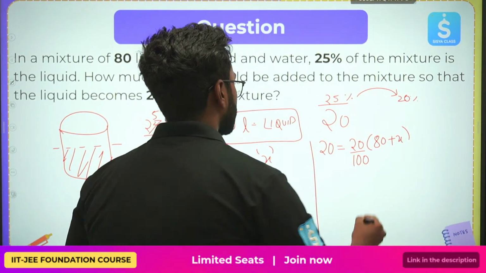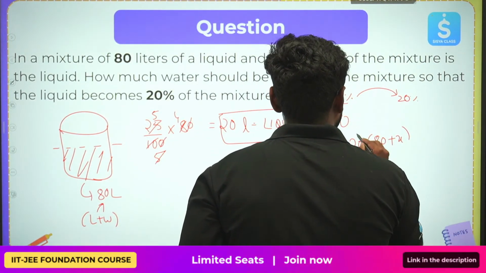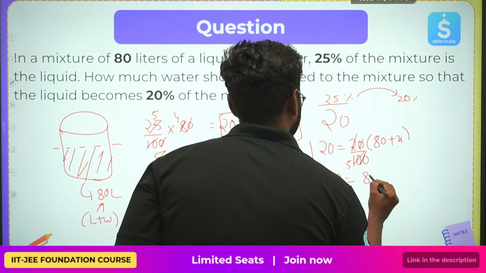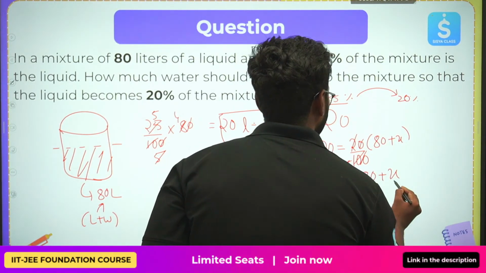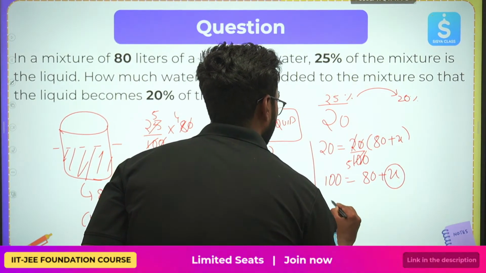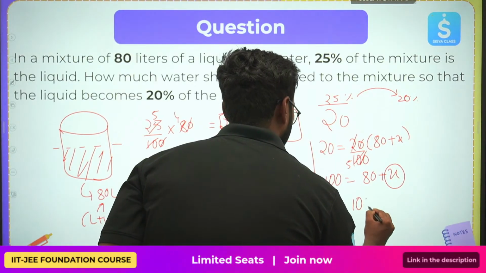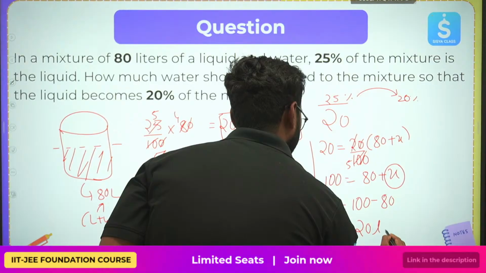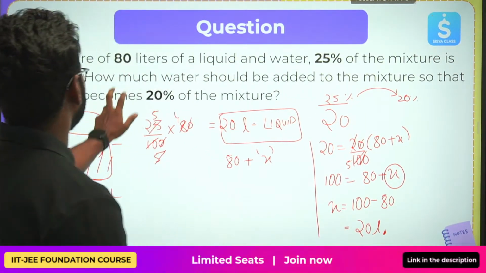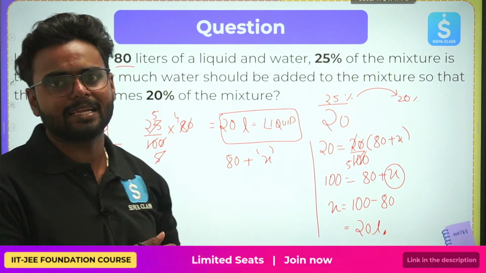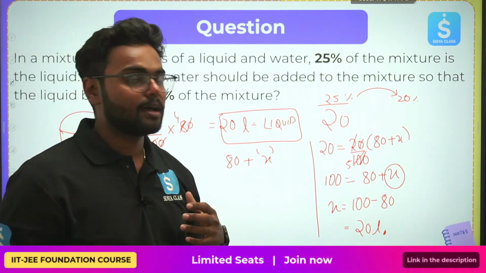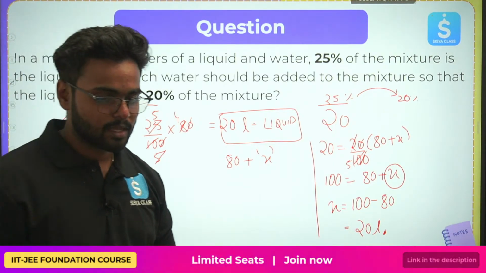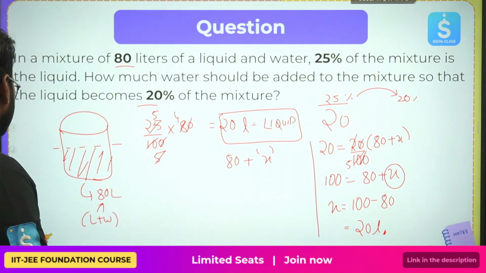So if we solve this, we'll be getting 100 is equal to 80 plus X. So this much amount of water, X is water, right? X is equal to 100 minus 80, which is 20 liters. So if I add 20 liters of water to the 80 liters of pre-existing mixture, then the percentage of liquid would become 20%, right? Okay.